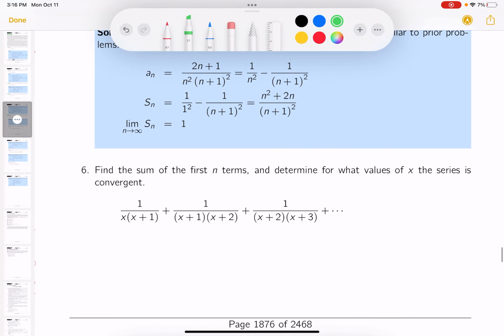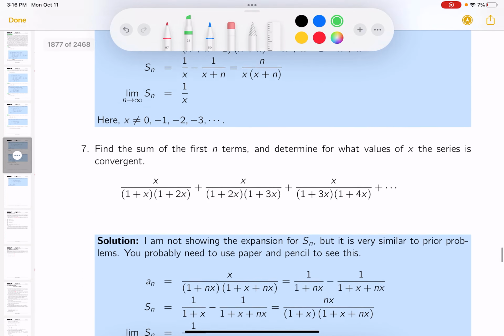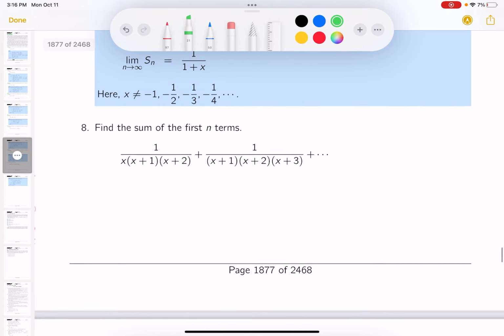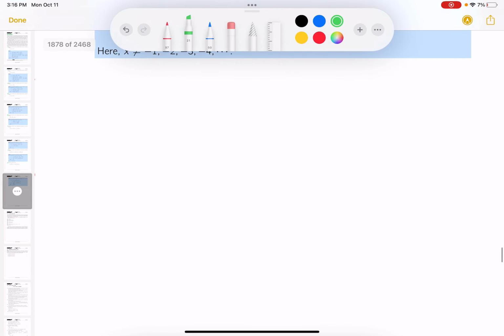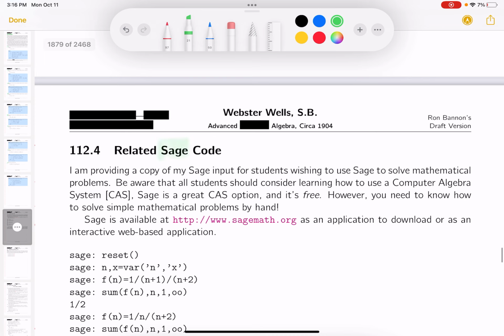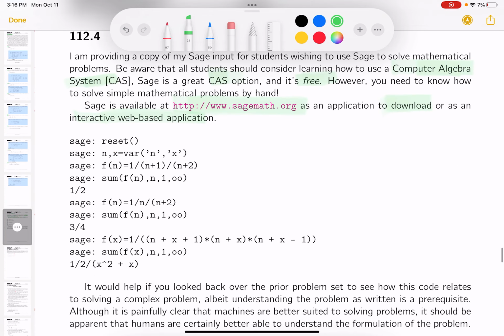5, 6, 7, wow, a lot of problems. 8, they're doable though. You also may want to take a look at SAGE. What's SAGE? Computer Algebra System, or CAS for short. It's free or open source. That's the website. You can download it, interact web application. There's some code if you want to play around with it. Here's the deal though. I'm not looking for you to play around with code unless you want to. Really looking for you to do Webster Wells' course.